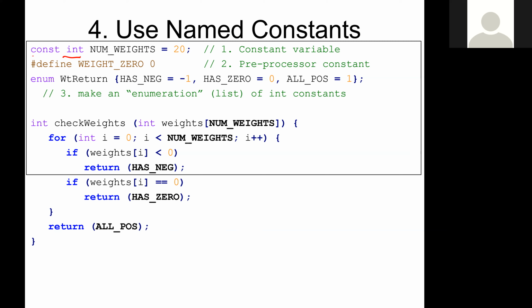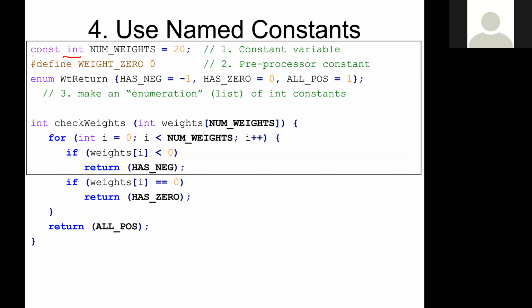Enums are just nicknames for integers. But now I can refer to these names instead of referring to magic numbers of -1, 0, and 1. So you use this for groups of related integer constants. I could do it by just making a bunch of these kind of declarations, and that would work. But this is considered a little bit nicer because it groups them together.